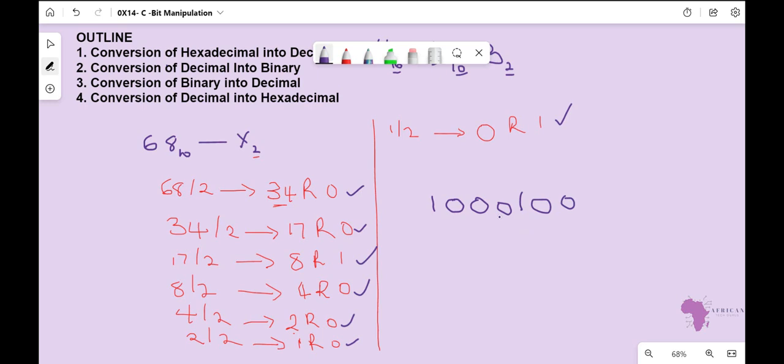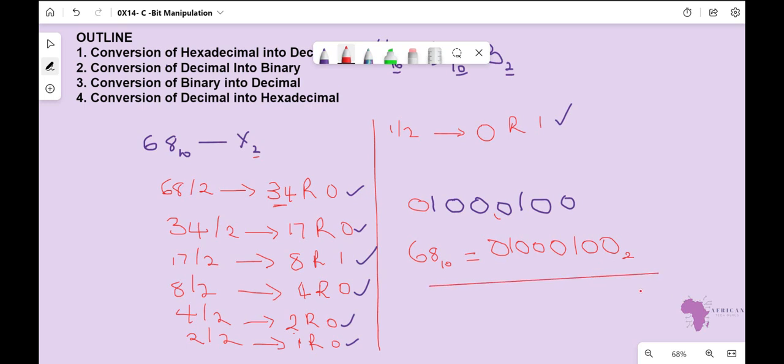So that is 1, 2, 3, 4, 1, 2, 3. So we add another 0 here to make it a full binary, that is 8 bits. So we say that now 68, which is of base 10, is equivalent to 0 1 0 0 0 1 0 0, which is of base 2. And that is the binary value.